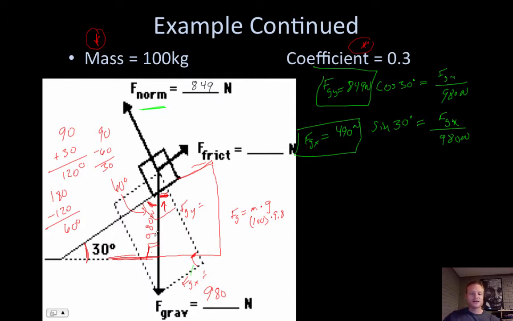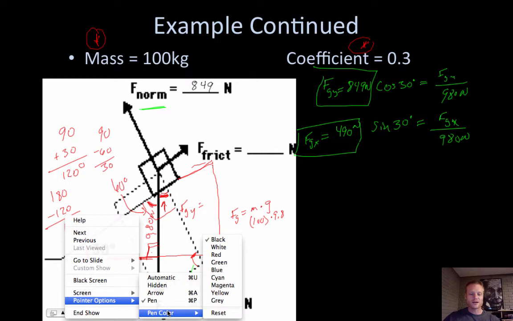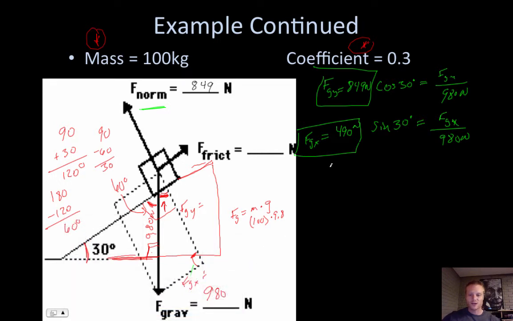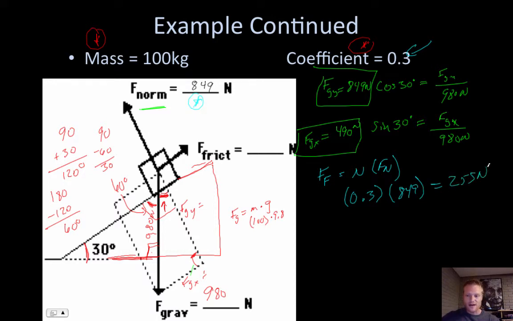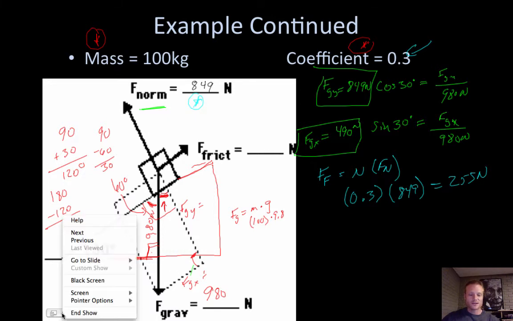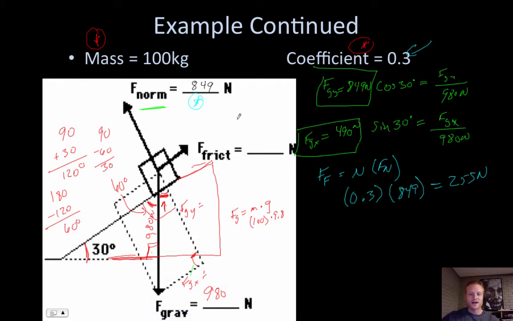Well, the force of friction is going to be a formula that we had talked about a while back. Force of friction equals mu times the normal force, okay? Which we know mu, the coefficient of friction, is 0.3. We know the normal force. We just calculated it, right? It's right here, 849 newtons. So if you do that math problem, I get 255 newtons. So the force of friction, this thing that's going to oppose the motion of this box sliding down this inclined plane, is 255 newtons, okay?